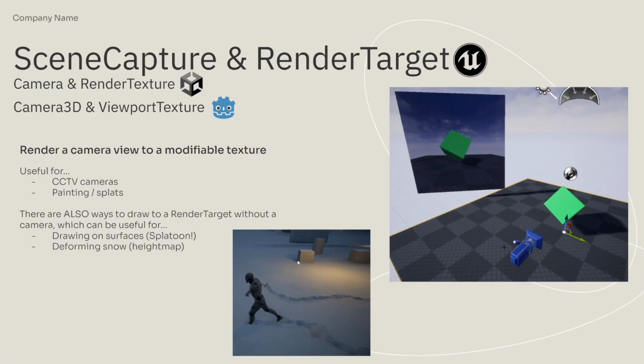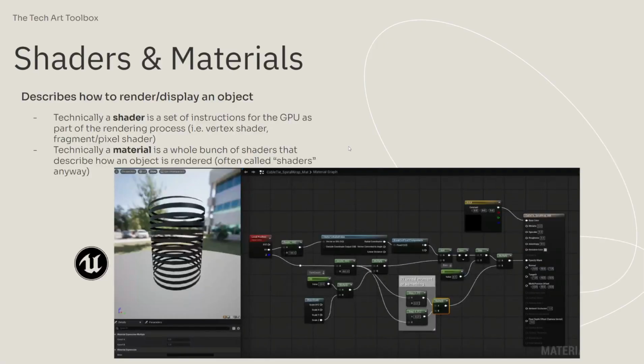For example, drawing on surfaces: Splatoon uses render targets for sure. And you can even use a scene capture camera that renders the depth buffer to do snow deformation. I'm pretty sure that's how it's done sometimes. Anyway, again, I won't get too deep into how these things work and what you can do with them, but they're there. They're fun to play with. I recommend them. Very fun to have another camera floating around.